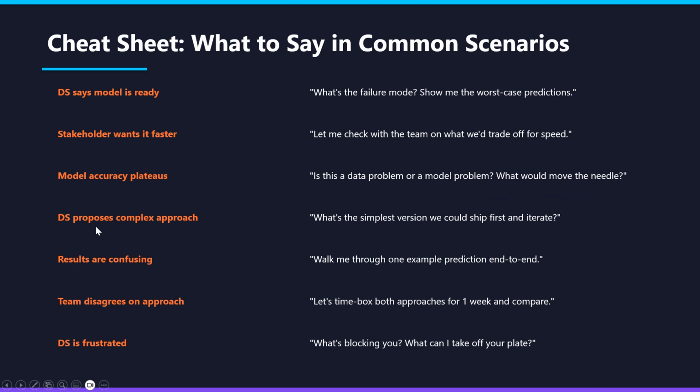DS proposes complex approaches: which is the simplest version we could ship first and iterate? These are all the answers you have to give for these questions. Results are confusing: walk me through one example of predictions end to end. Team disagrees on the approach: let's time box both approaches for 1 week and compare.